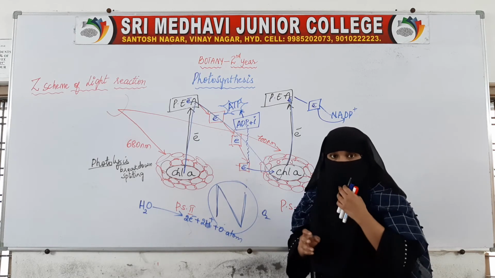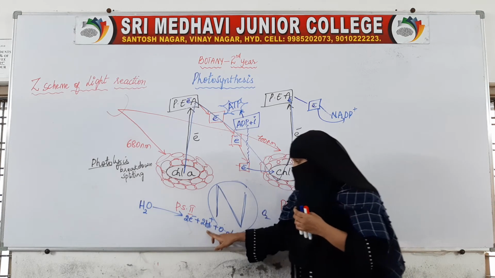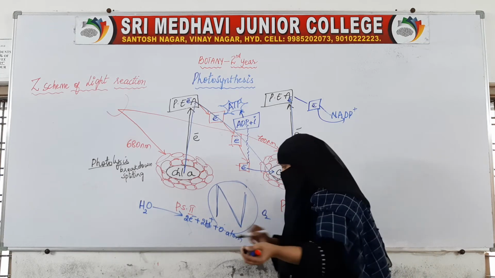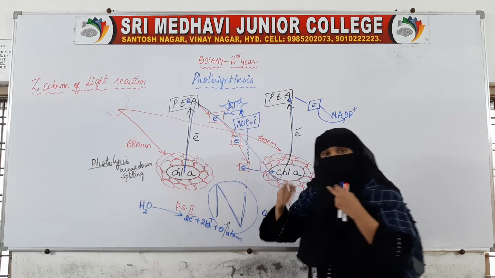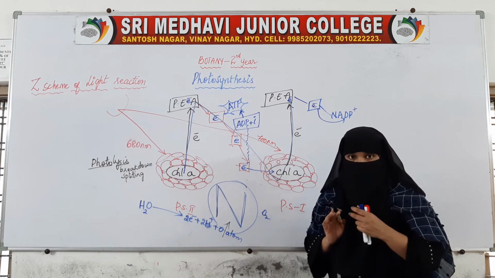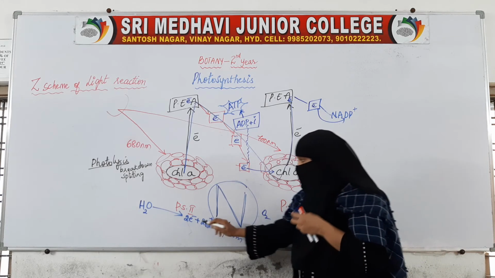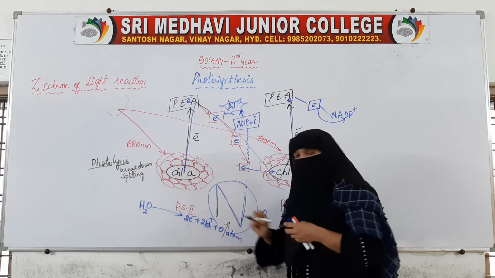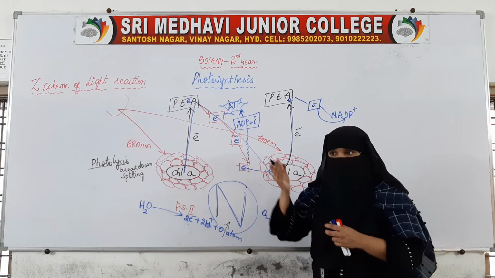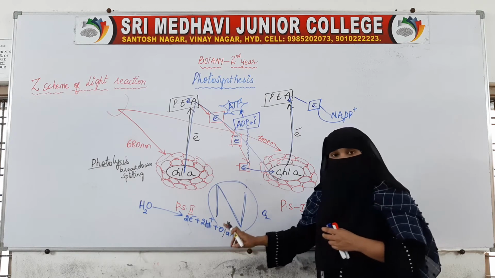So what have we got till now? Electron, proton and oxygen. Now this oxygen will be evolved. The oxygen will be released into the atmosphere. Leaves have released it into the atmosphere. What remains is the electron and the proton.